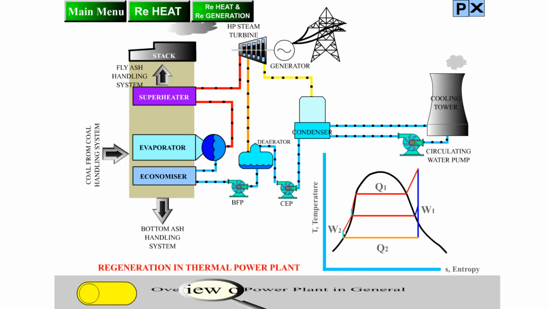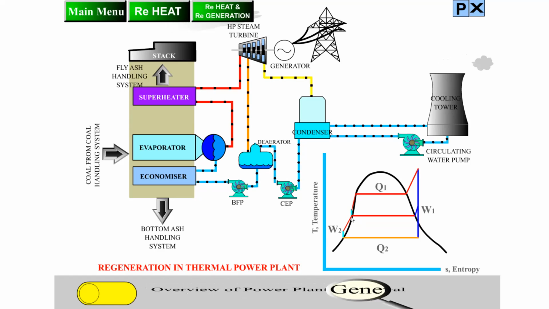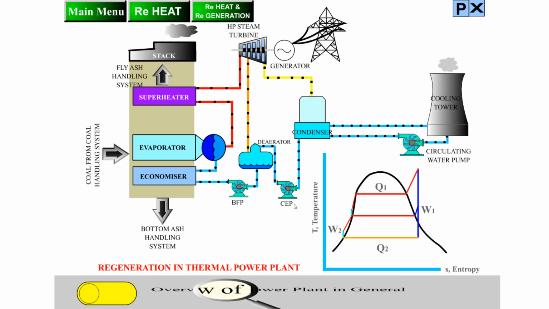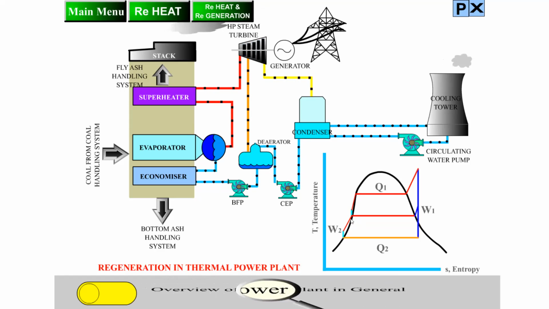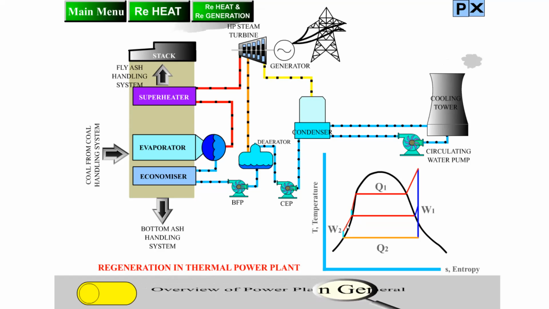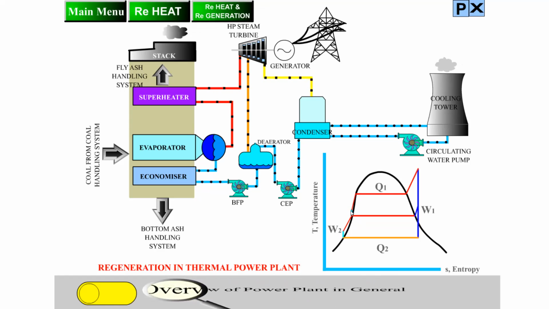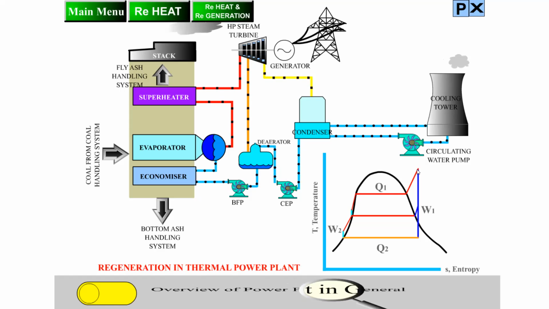1 to 2 is pumping. 2 to 3 you are seeing, after the pump, it is going to the economizer, then again from CEP, shown by the green line, it is going to the deaerator feed water where it is heated. Then after heating, it is pumped by BFP, then it is taken to the boiler where it is heated up to the red line, superheated, that we can call point 3.